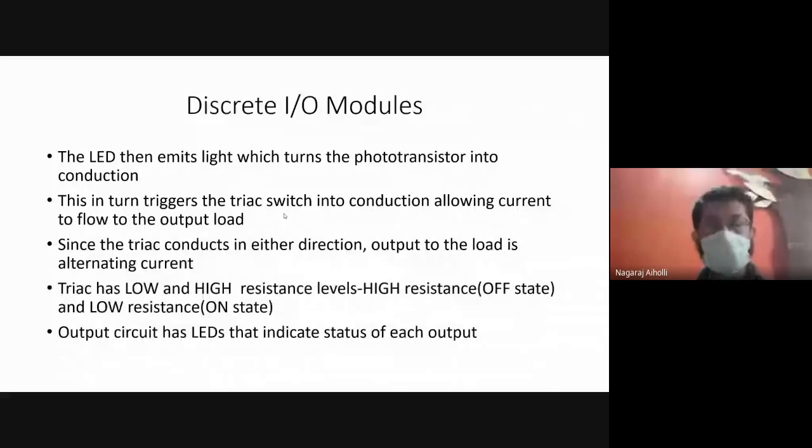V is equal to IR, Ohm's law. Try to recollect Ohm's law. I is equal to V by R. When resistance is high, current is less. When resistance is less, current is more. Current is inversely proportional to resistance according to Ohm's law. I is equal to V by R, or V is equal to I into R. Now, what happens here? Resistance is high, current is less. That is off state. When resistance is less, current is high.